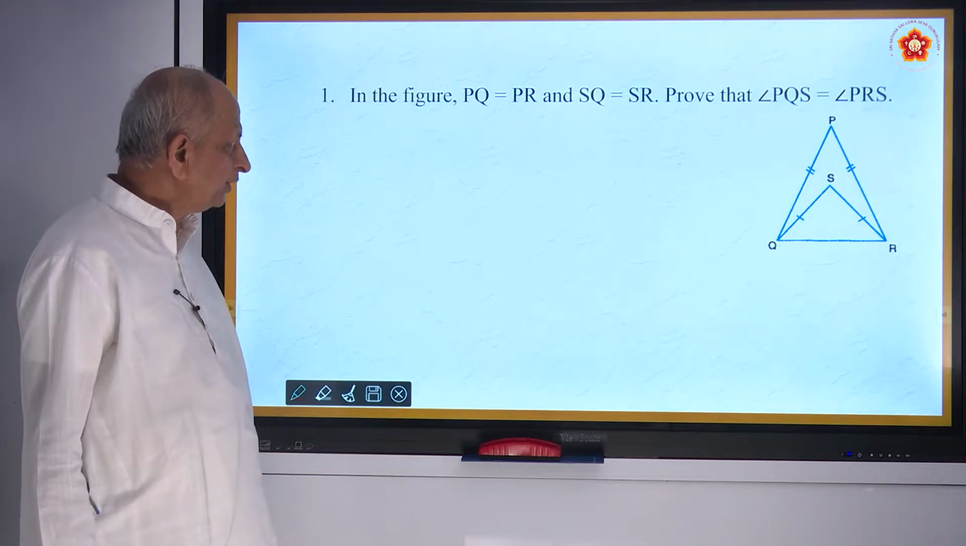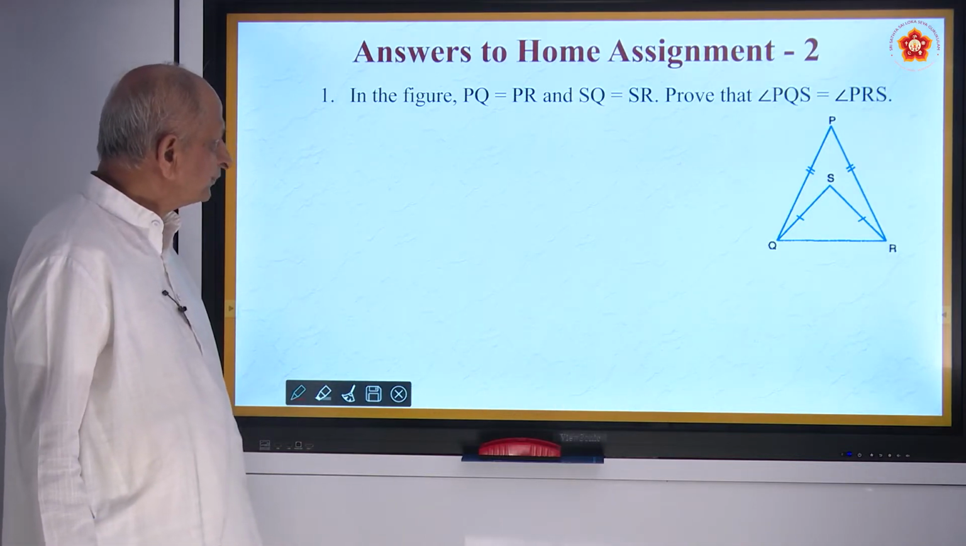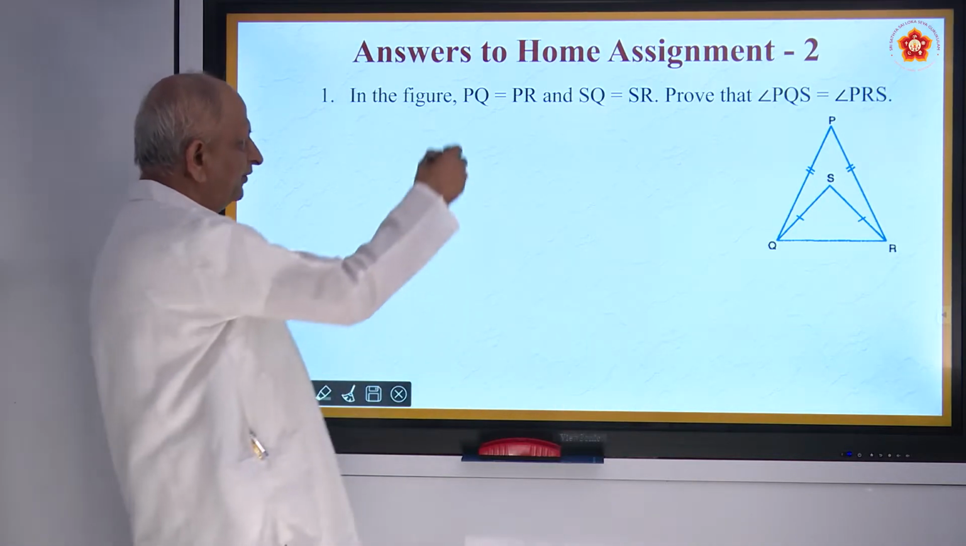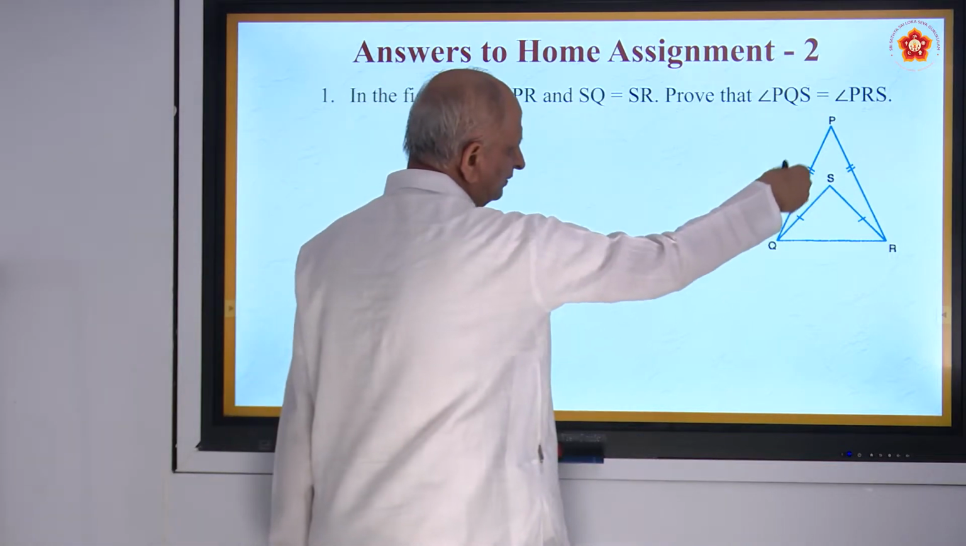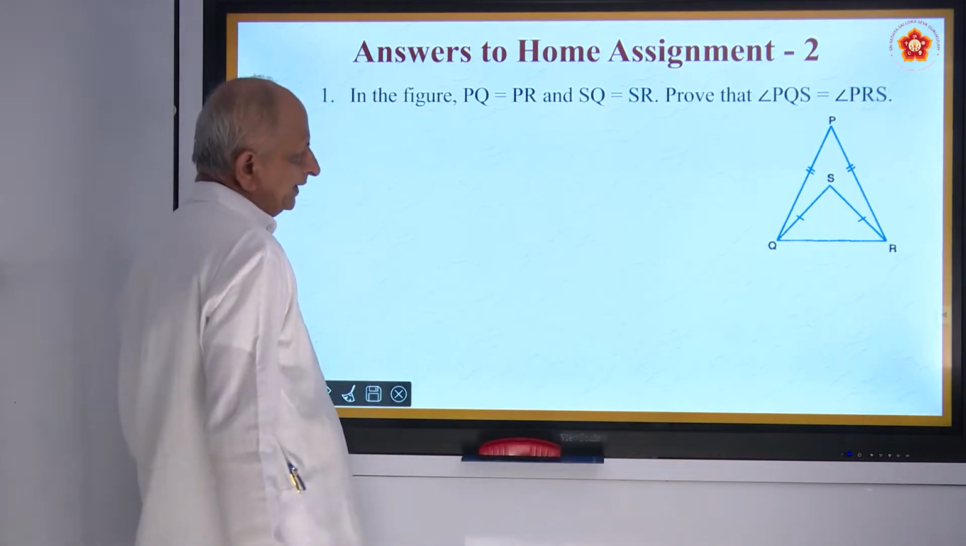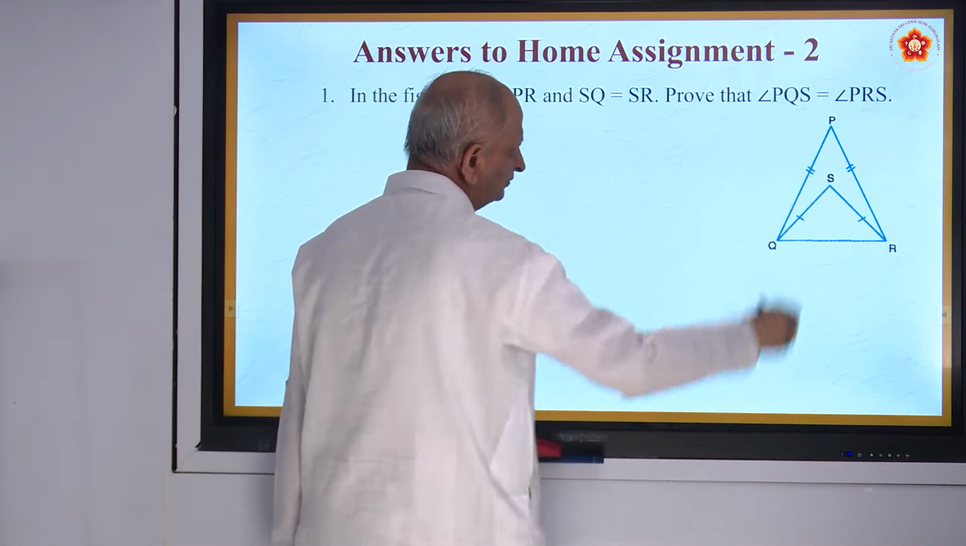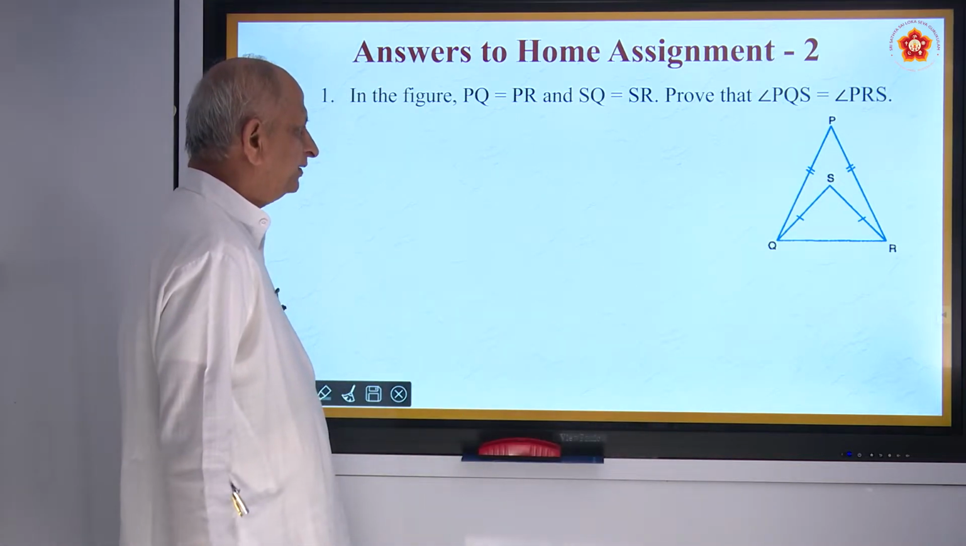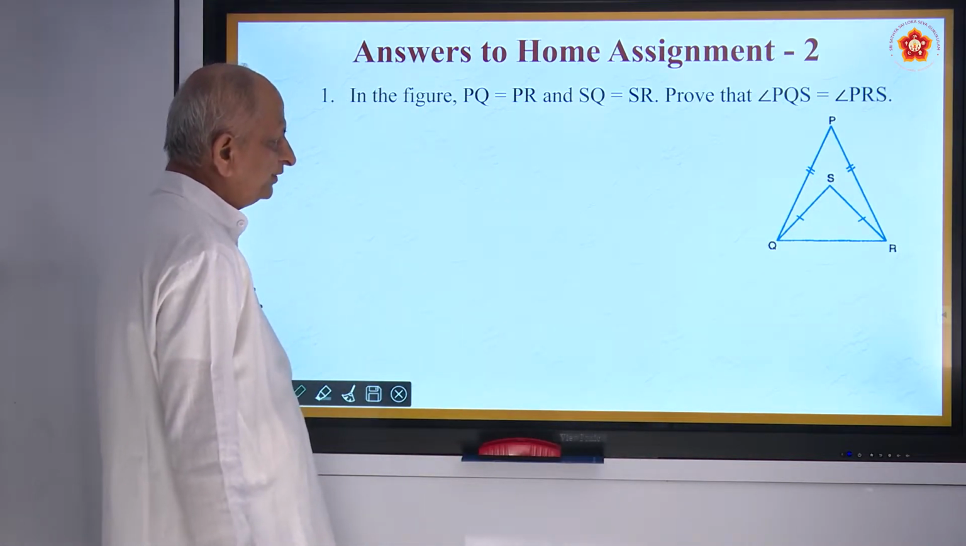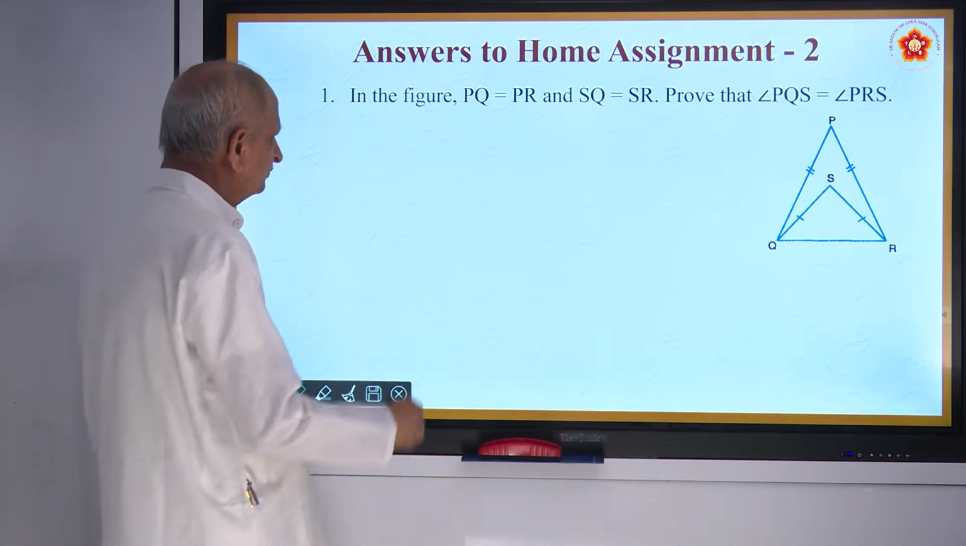Now coming to the home assignments. The first question is: in the figure, PQ is equal to PR and SQ is equal to SR. Prove that angle PQS is equal to angle PRS.